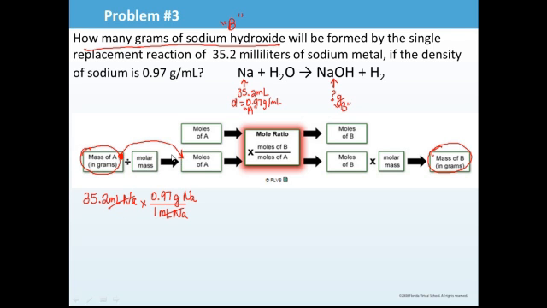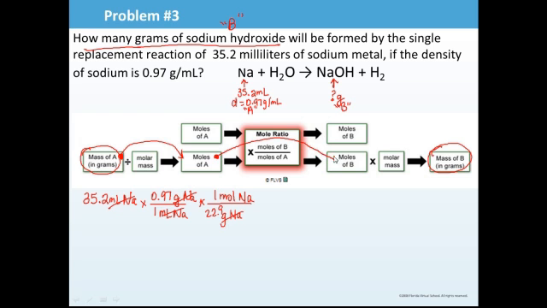Now I can convert to moles of A. I have grams of sodium here, so I put my X, I put my line. I put grams of sodium on the bottom. That's the molar mass, the mass in grams of 1 mole of your substance. The molar mass of sodium is 22.9. My grams of sodium cancel. Okay, so now I'm left with moles of sodium.